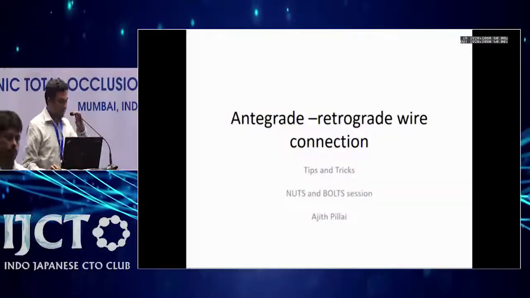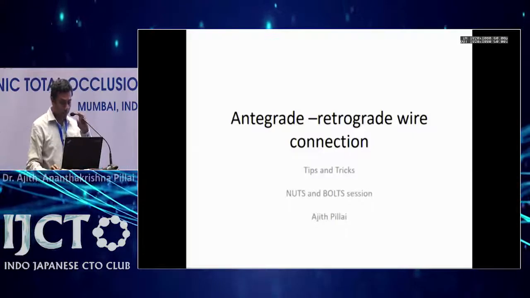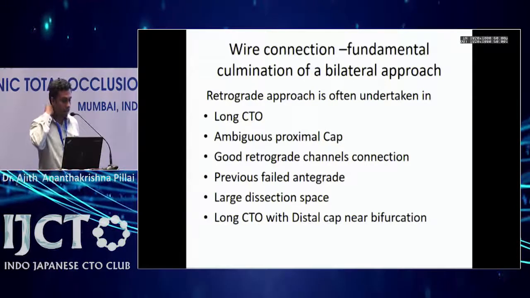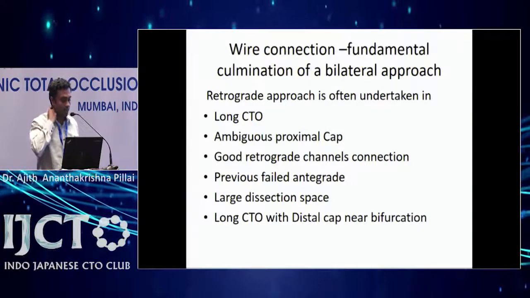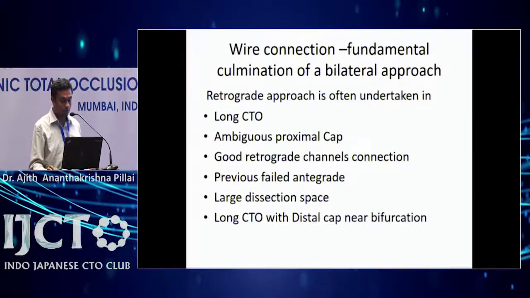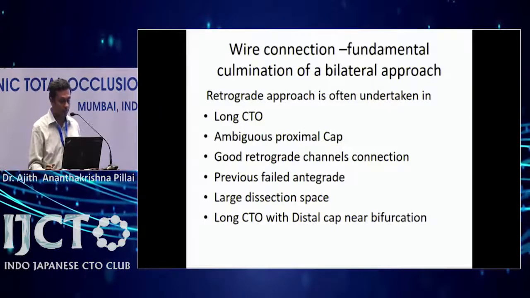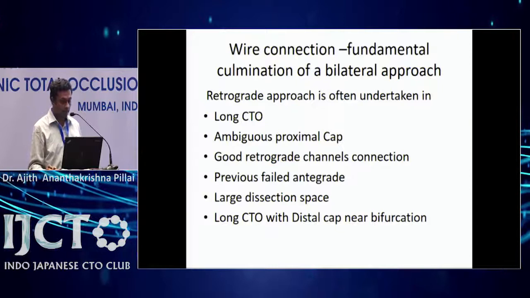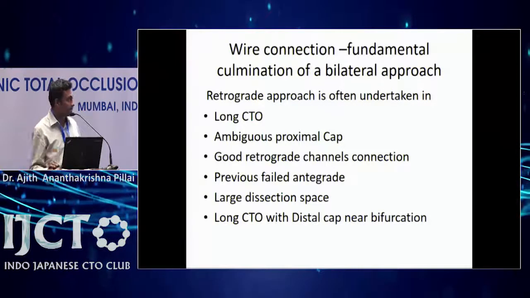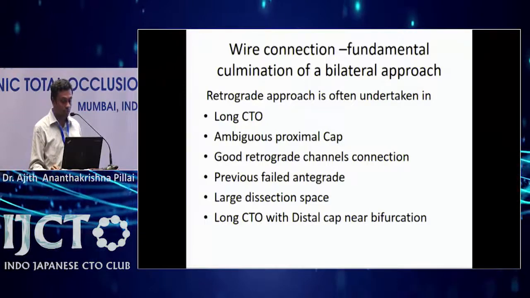Good evening all. My topic is antegrade retrograde wire connection, tips and tricks. The wire connection, antegrade and retrograde, is undertaken in long CTOs when you have an ambiguous proximal cap, good interventional retrograde channels, previous failed antegrade, a large dissection space, or a long CTO with the distal cap near a bifurcation. These are essentially the indications for a retrograde approach.